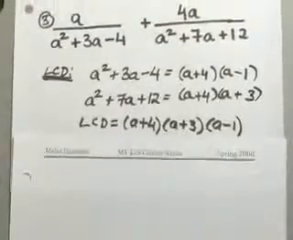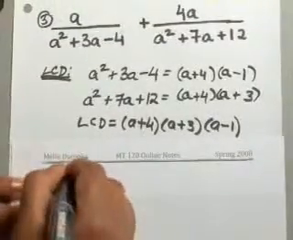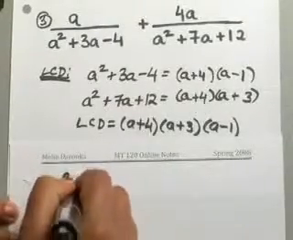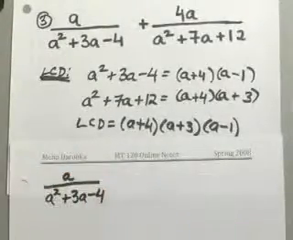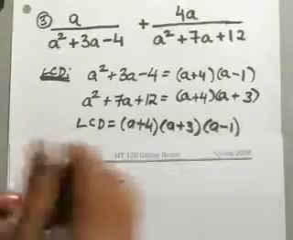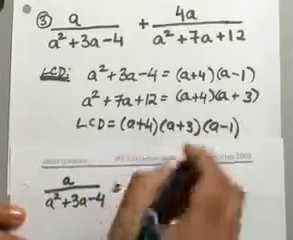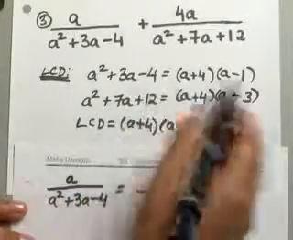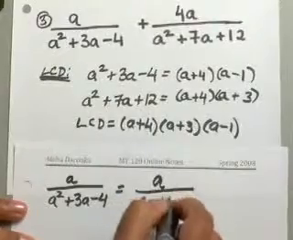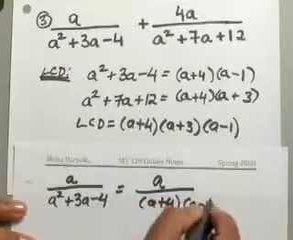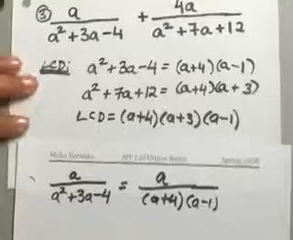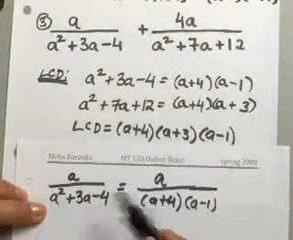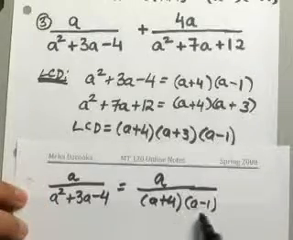So the first thing you want to do is rewrite a over a squared plus 3a minus 4. Now if I just rewrite this, instead of writing it as this, I'm going to write it in its factored form. It's going to be a plus 4, a minus 1. So I'm basically taking this expression, and instead of writing it as a trinomial, I'm going to write it in its factored form.